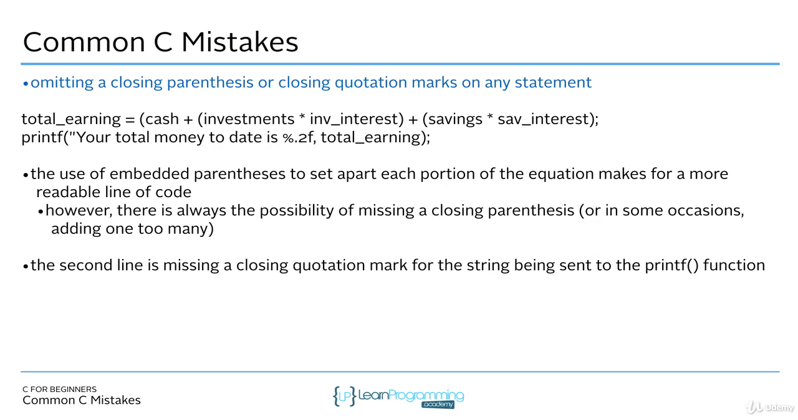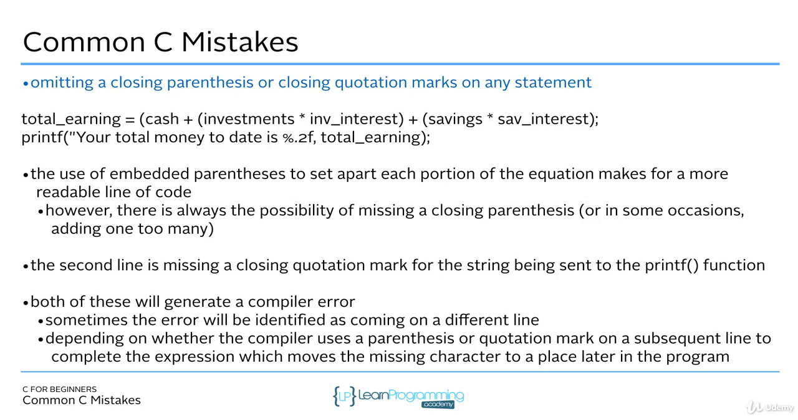The second line here is missing a closing quotation mark as well, in this print statement. We don't have an ending quote. The compiler will complain about that. Both of these will generate a compiler error. Sometimes, though, the compiler error is very misleading because it doesn't actually know where the error occurs. It thinks the error might have occurred on a subsequent line. So the line that it tells you the error is on might be misleading. Depending on whether the compiler finds a parenthesis or a quotation mark on a subsequent line, it will actually complete that expression. So it will move the error down into another line, and that's where it will complain and say that's where the error is. But the actual error is higher up above.